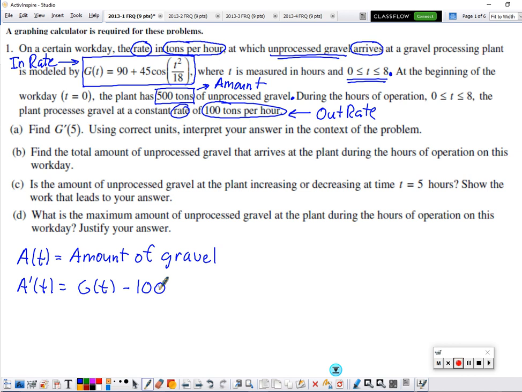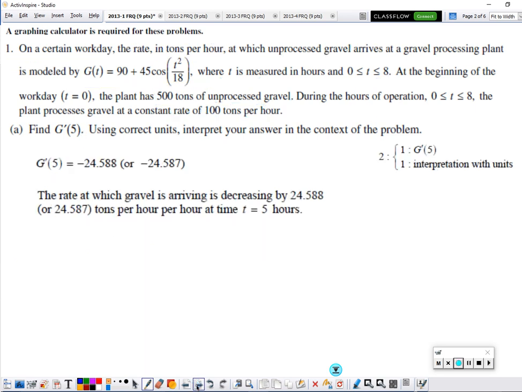All right, it says find G prime of 5. Pretty straightforward. They gave me G. I'm supposed to find G prime of 5. That means I need the derivative of this. But it is a calculator problem, so I can just type that on my calculator. So G prime of 5 turned out to be this. So if you have this red box, you should have an equal sign indicating what you're finding. So it should say G prime of 5 equals. But if you have this written on your paper, you get 1 point.